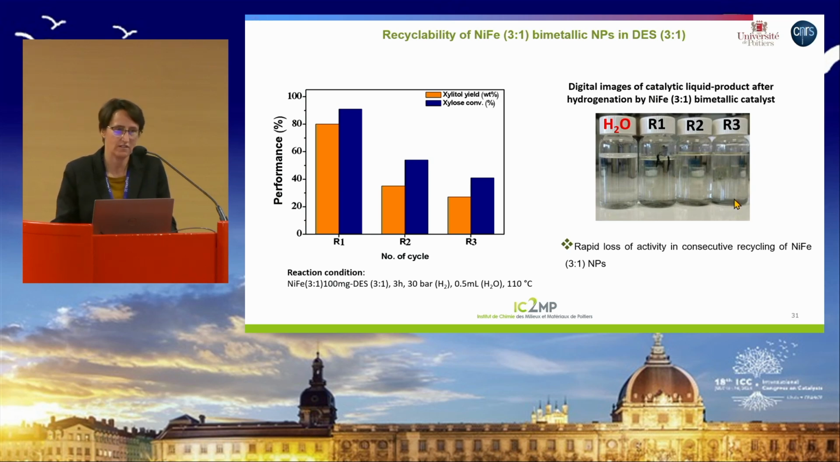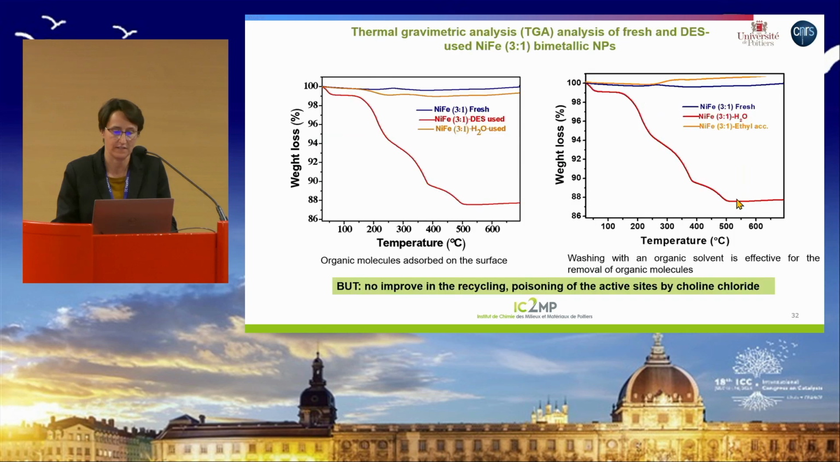So we have done thermogravimetry analysis. So here you have in blue the fresh catalyst. Here after the reaction. And here it's just a comparison if you use water instead of deep eutectic solvent. So you can see that with water you have no difference from the fresh one, but with deep eutectic solvent you have quite a big difference in thermal analysis.